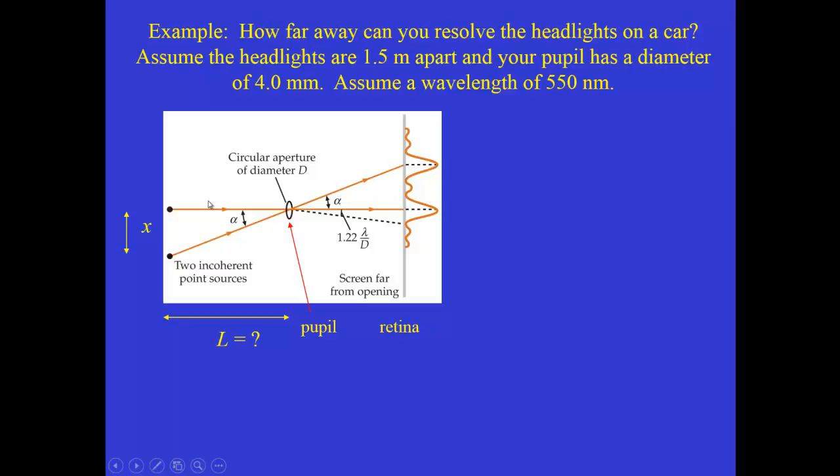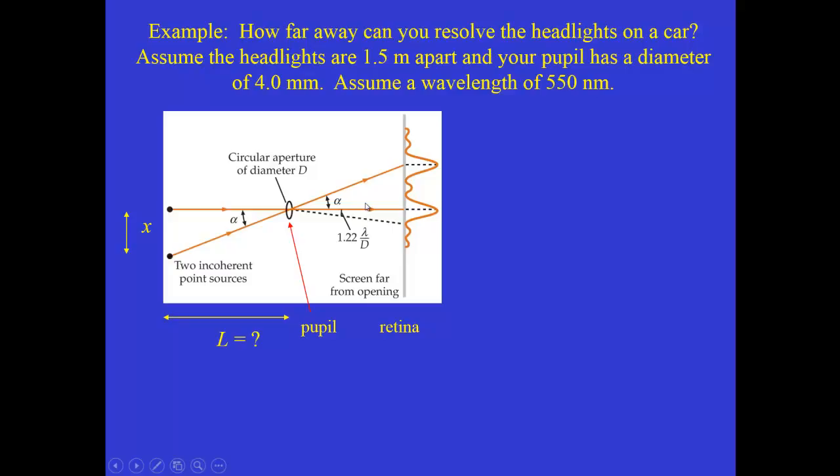So when the light comes from each of those and goes through the opening, one of them will produce an intensity pattern up here on the top of the screen, on the top of the retina. The other one, for the light that goes straight through, will produce an intensity pattern here. And this sketch shows that those two peaks are well resolved because they appear pretty far apart from one another.